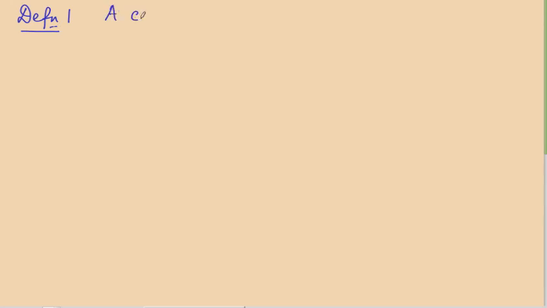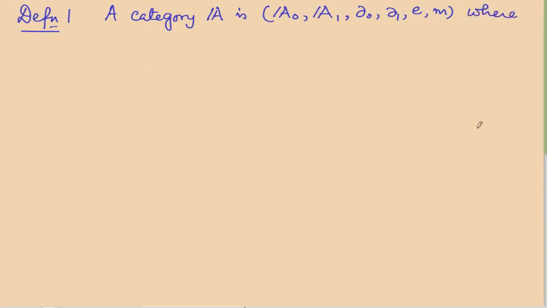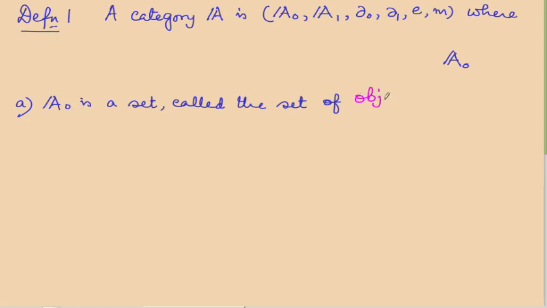So a category A is a tuple, where A0 is a set called the set of objects of A.